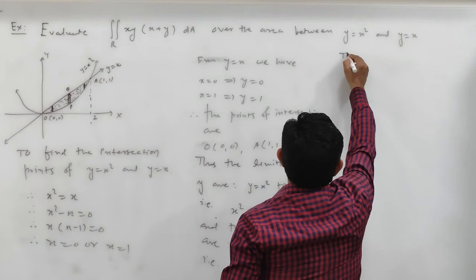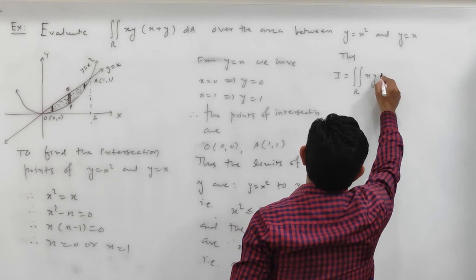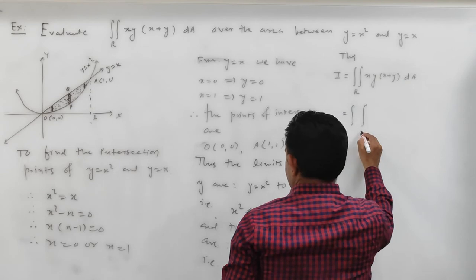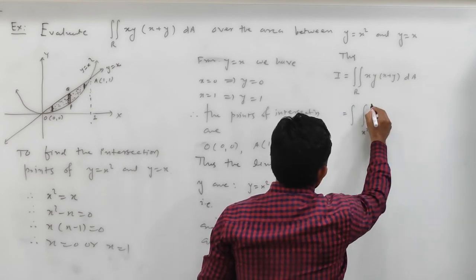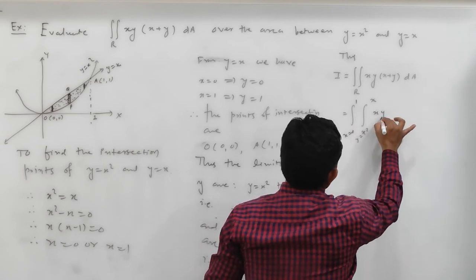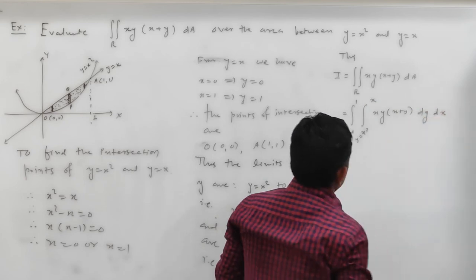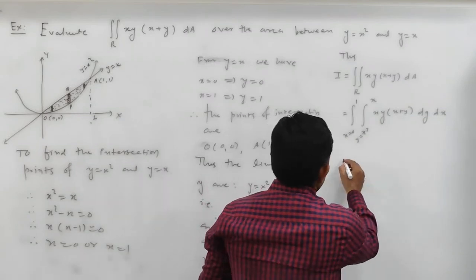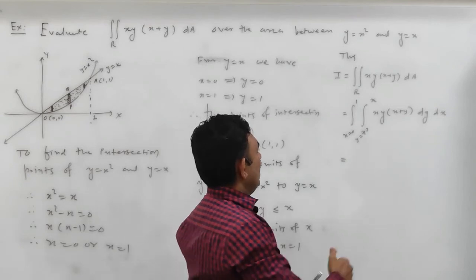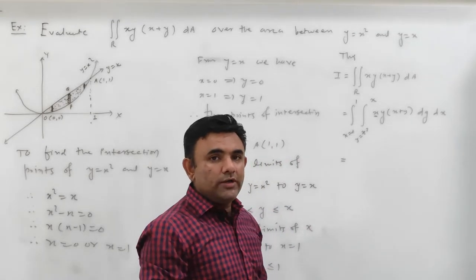Thus now my I is equal to the double integration over R of xy into (x plus y) dA. So y varies from x squared to x, and x varies from 0 to 1, of xy into (x plus y). First we integrate with respect to y and then x, because the limit of y is variable. When we integrate with respect to y, x will be treated as a constant. So let me take this x outside the integral sign.